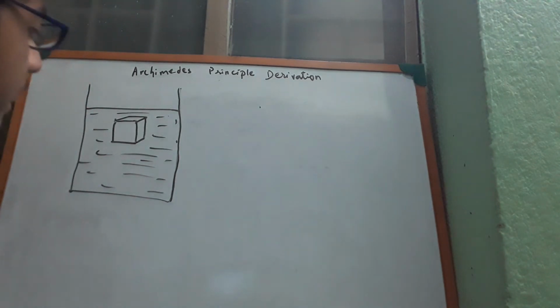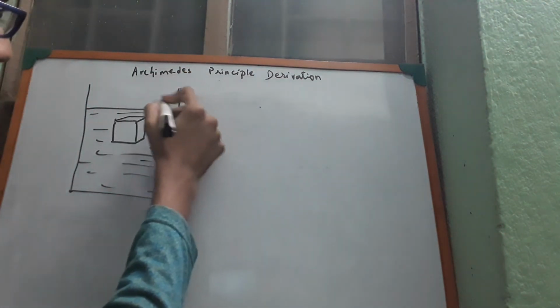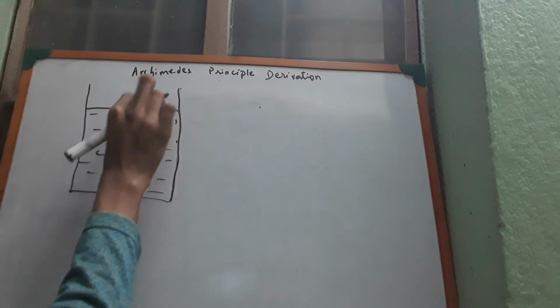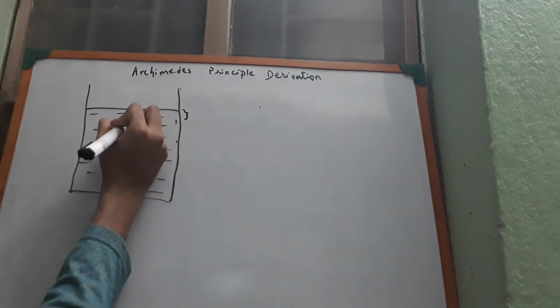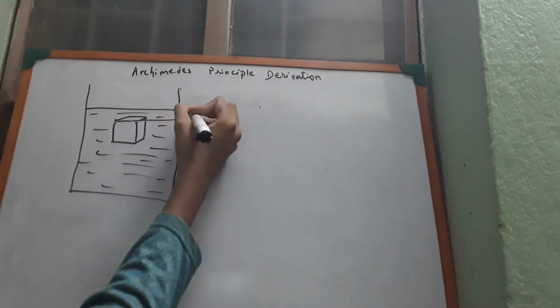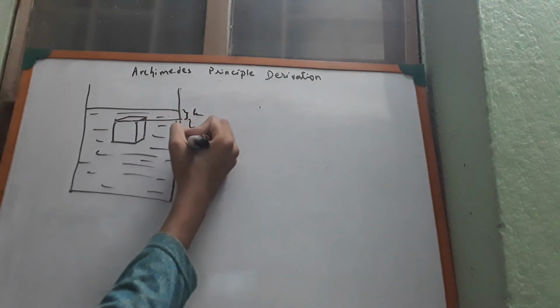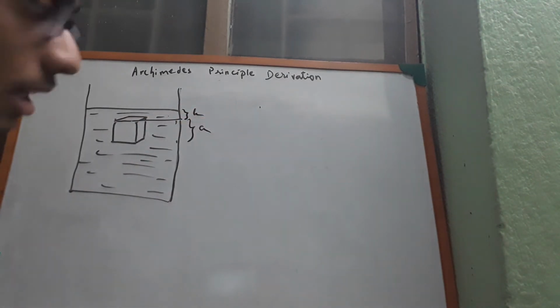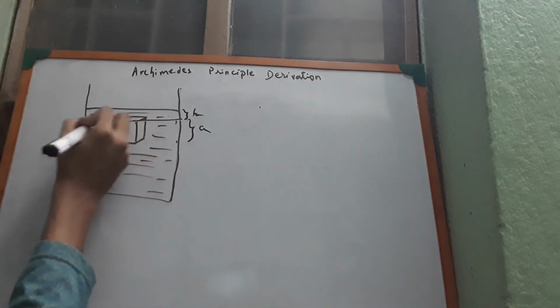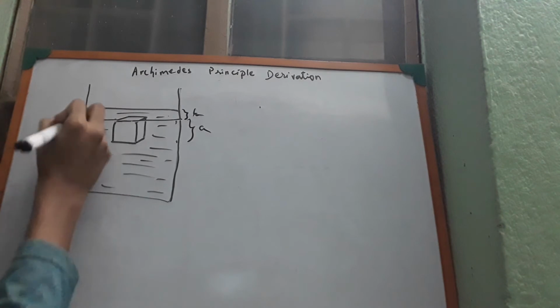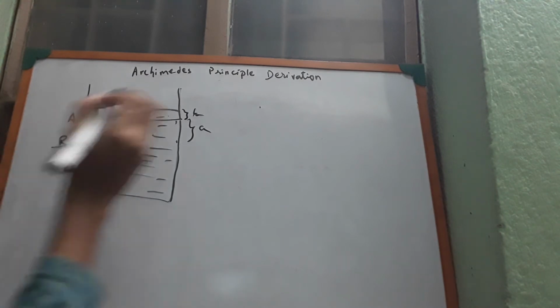Anyway, in this case, let us assume this height, from the top of the water level to the top of the beaker, let this be h, and let one side of the cube be a. So this side is h and one side of the cube is a. Consider this region here, let this be point A, and consider this region here, B.